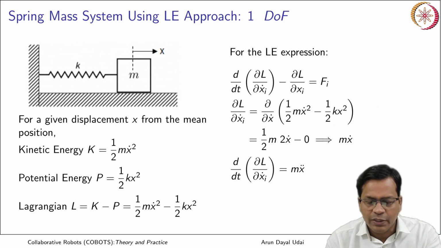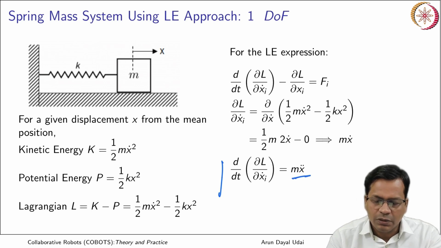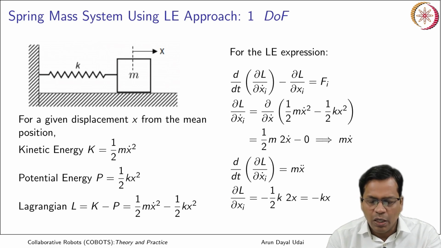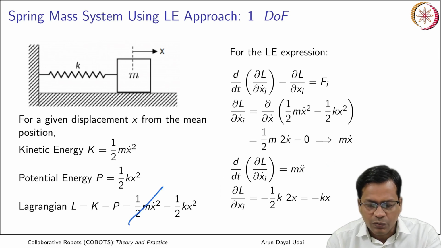If I take the time derivative of that, I get m ẍ. So this is the first term of the LE expression. The second term goes like this: ∂L/∂x would only consider the second term of this. Why? Because this has x, this does not have x. So that is treated as constant, and ∂L/∂x will give you minus 1/2 k times ∂/∂x of x², which is 2x. So effectively taking the derivative gives me minus kx.